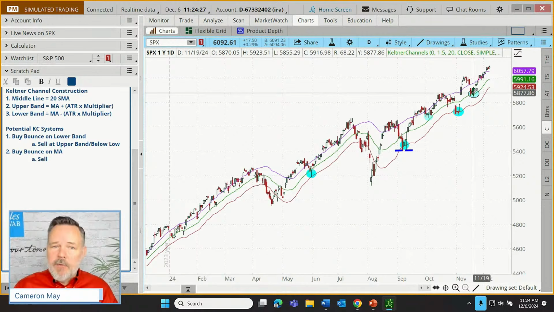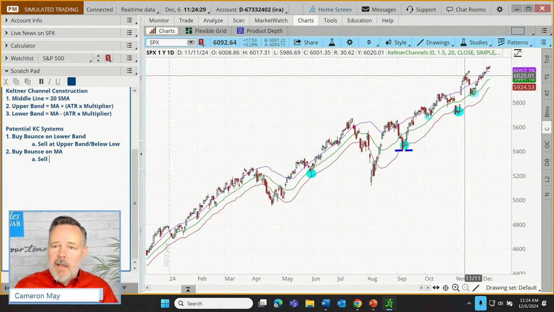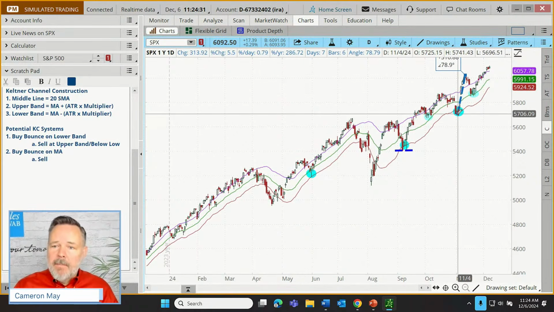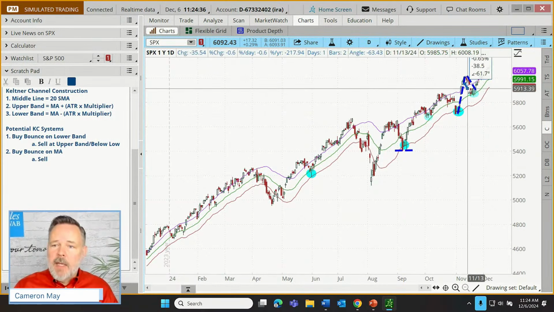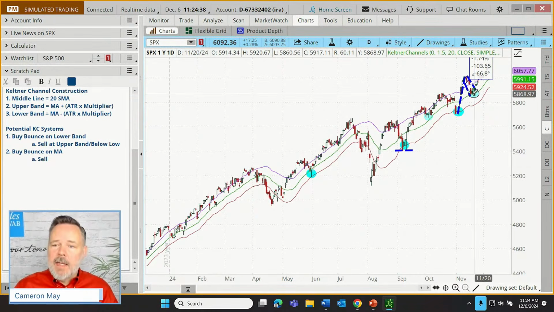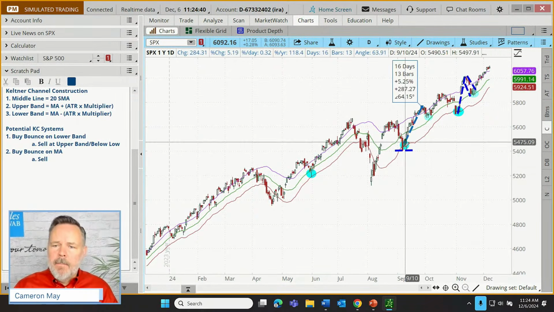So if you look at this most recent example on the S&P 500, look what happened just before that. Does that look sort of bull flag-ish as we came down to that moving average, or here?